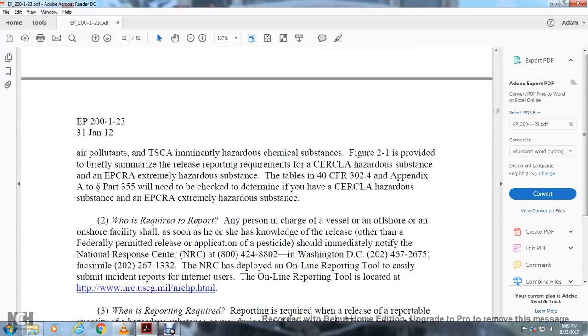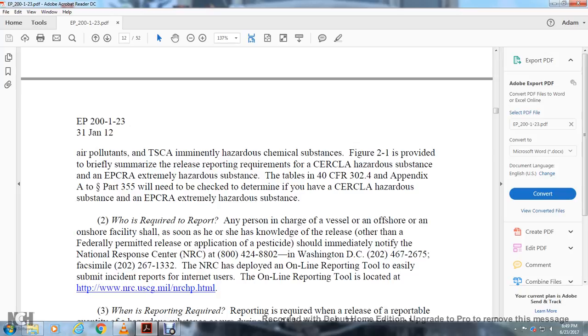Who is required to report? The person in charge of a vessel or an offshore or onshore facility, as soon as he or she has knowledge of a release, other than a federally permitted release or the application of pesticides, should immediately notify the National Response Center at 800-424-8802, Washington, D.C.